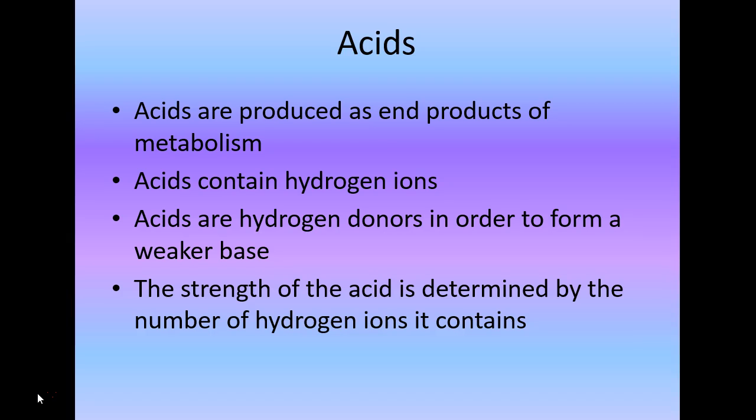All right, so acids. Acids are produced as end products of metabolism. Acids contain hydrogen ions. Acids are hydrogen donors in order to form a weaker base. The strength of the acid is determined by the number of hydrogen ions it contains. Now, I'm not expecting you to learn cellular levels, or to go back to your chemistry class and figure this all out. But if you get a basic understanding of how these work, it'll all add up. And like I said, when you get to ABGs and normal blood gases, it'll make perfect sense. So keep that in mind.